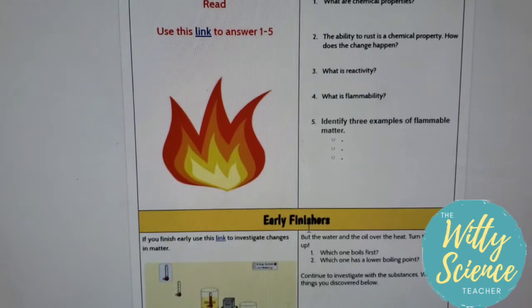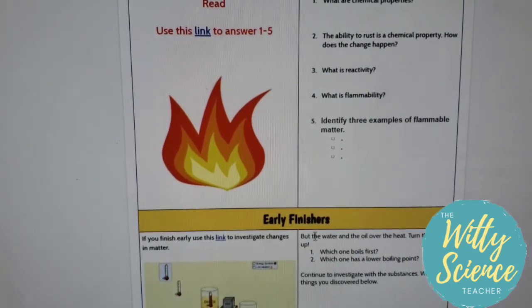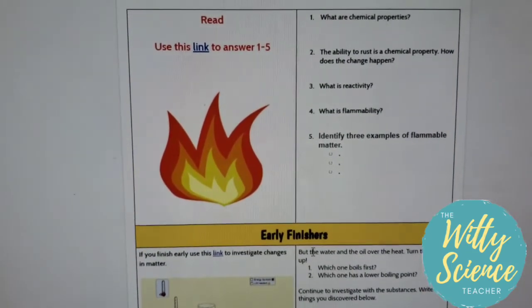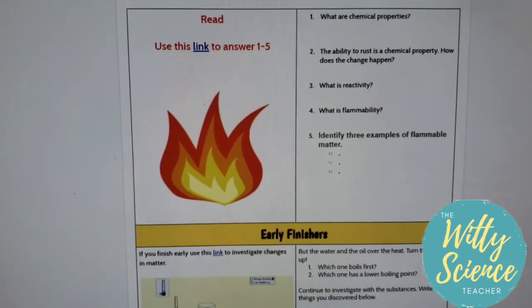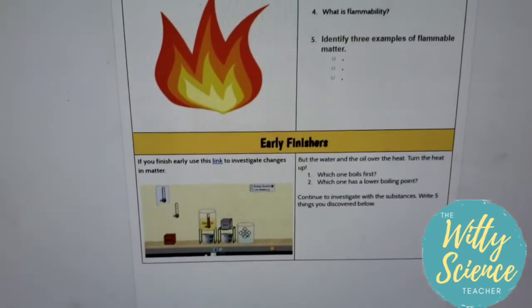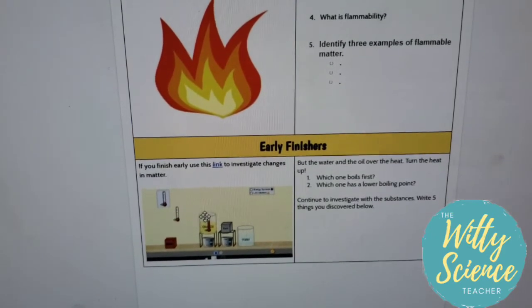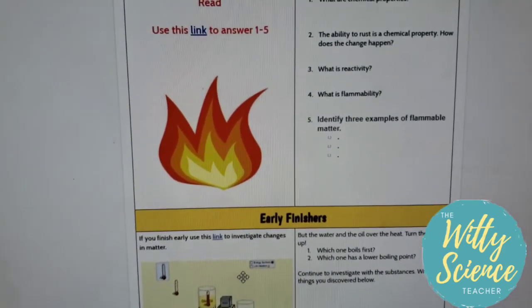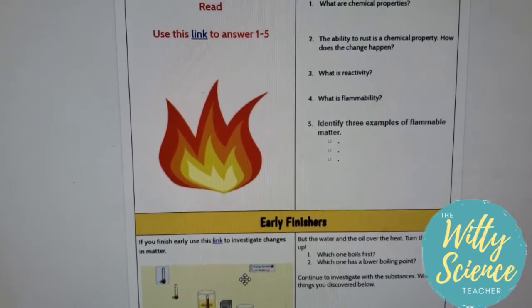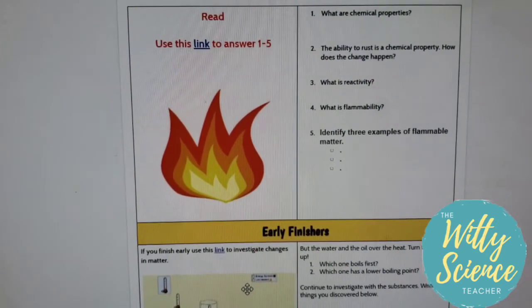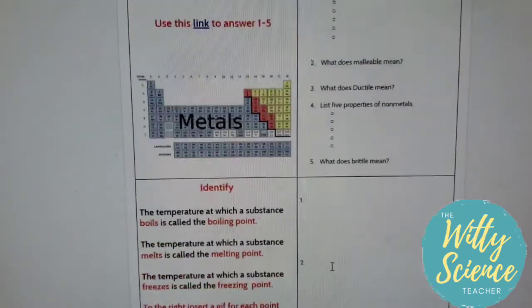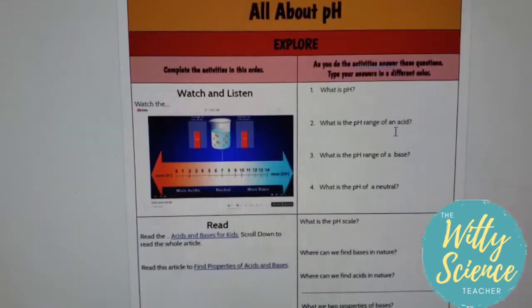Okay, so you'll put the water and oil over the heat and then turn the heat up, and you're going to see which one boils first. And you can change out a lot of things. It's really interactive, so you can drag the water on the burner. You can put the thermometers in and out. You can add other substances to see if it makes it boil faster. So those simulators are really cool. So this is the physical and chemical properties of matter Hyperdoc.